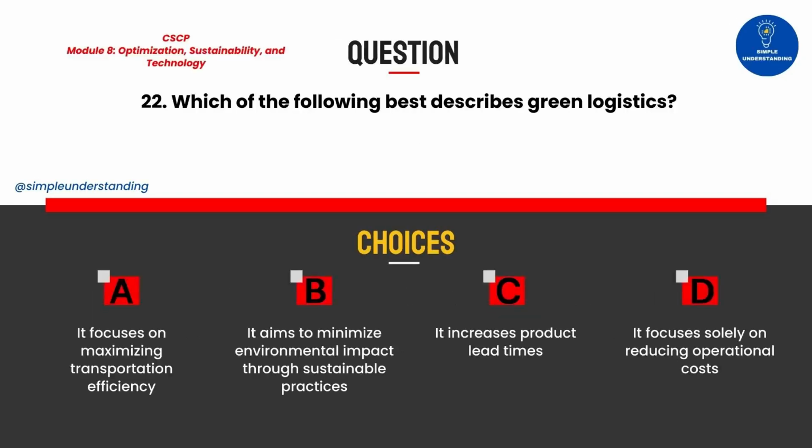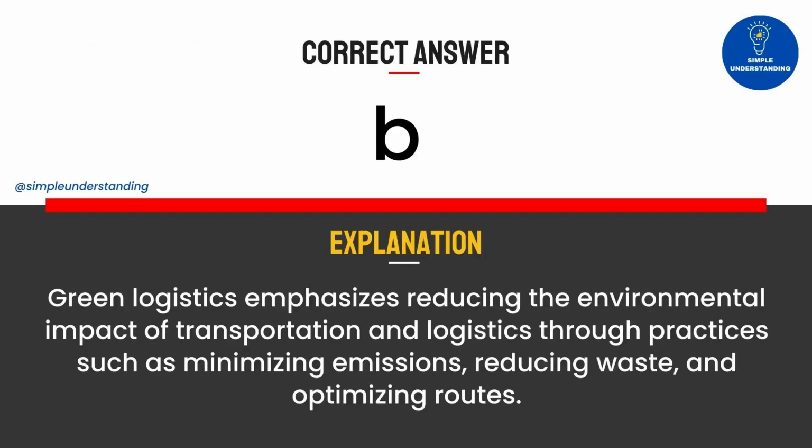22. Which of the following best describes green logistics? A. It focuses on maximizing transportation efficiency. B. It aims to minimize environmental impact through sustainable practices. C. It increases product lead times. D. It focuses solely on reducing operational costs. Correct answer, B. Explanation. Green logistics emphasizes reducing the environmental impact of transportation and logistics through practices such as minimizing emissions, reducing waste, and optimizing routes.